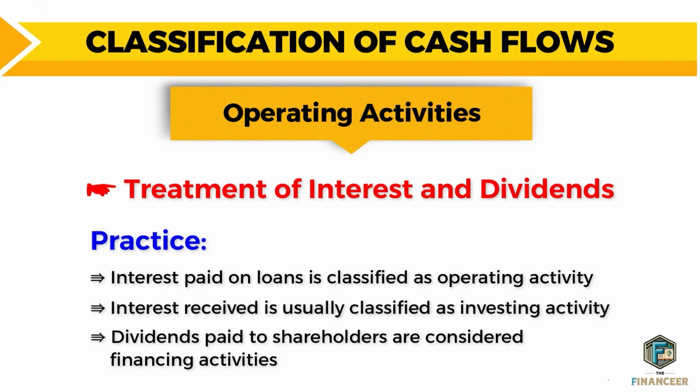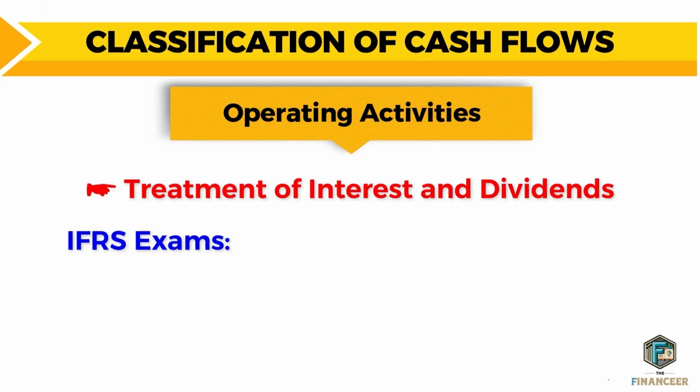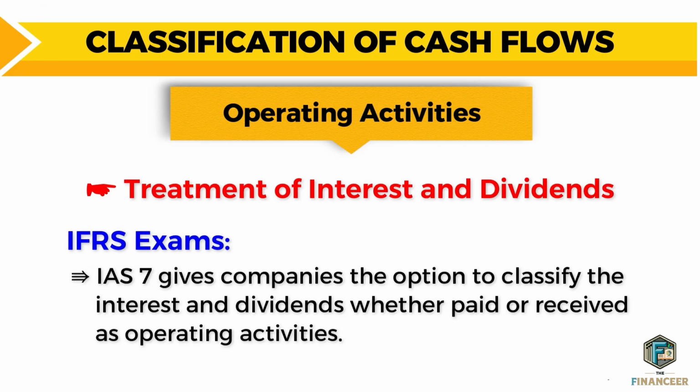So the discussion that I have provided before is related to the practice and what companies are doing in real life. Now, when it comes to the IFRS exams, if you are a learner or a student who is going to enroll in the diploma exam for IFRS, for example, I want to highlight the following. IAS number 7 gives companies the option to classify interest and dividends, whether paid or received, as operating activities. So this is very important that you have this option at your hand for both interest and dividends, received or paid, but you have the option to classify these as operating activities.